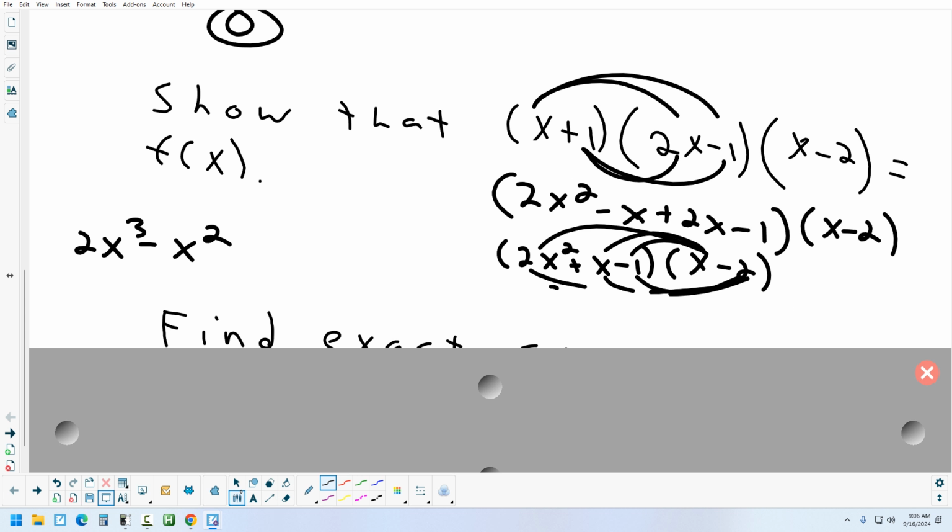Let me make sure the previous step is right because I don't want to mess that up. So we had 2x squared minus x plus 2x minus 1. That looks good. Combine like terms: 2x squared plus x minus 1. That looks good. All right, let's do that again. So 2x cubed. That's going to give me x squared. That's going to give me minus x. Negative 2 times 2x squared is negative 4x squared. Negative 2 times x is negative 2x. And negative 2 times negative 1 is positive 2.